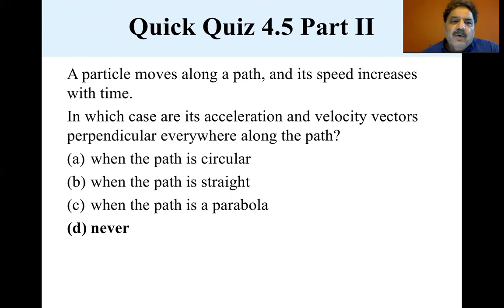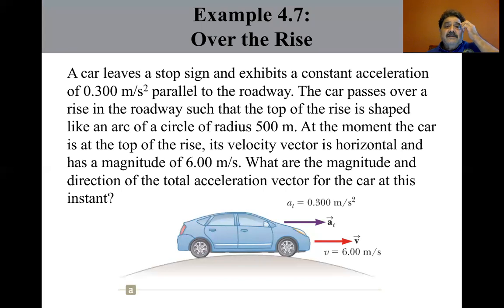Now let's do an example problem. A car leaves a stop sign and exhibits a constant acceleration of 0.3 meters per second squared, parallel to the roadway. The car passes over a rise in the roadway such that at the top of the rise, it's shaped like an arc of a circle of radius 500 meters. At the moment the car is at the top of the rise, its velocity vector is horizontal and has a magnitude of 6 meters per second. What are the magnitude and direction of the total acceleration vector for the car at this instant?